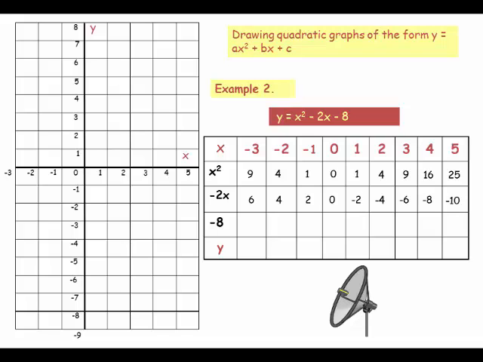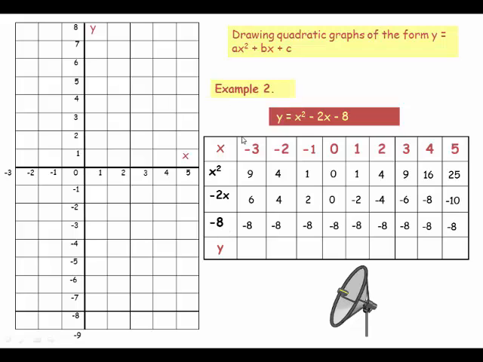You'll notice there's a pattern in the numbers in this row. In the middle term, the x term, you'll see this pattern occurs in each table we do. The numbers are going down by 2, and that's the multiplying number, -2. The third part of the rule doesn't have x, so it just says take away 8. So in the bottom row of the table we've got negative 8.